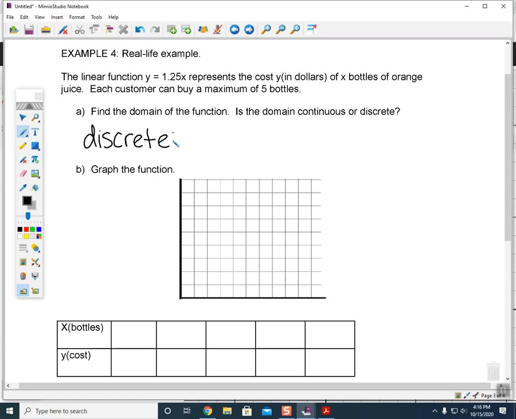So I could buy 0 bottles, right? I could buy 1, 2, 3, 4. It's a maximum of 5, which means that I can include 5, so I could also have 5 bottles. So my domain is discrete. My values are 0, 1, 2, 3, 4, and 5.